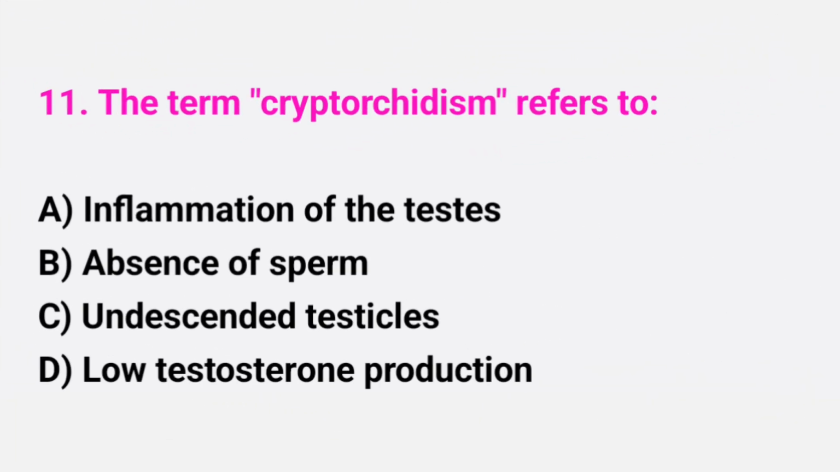Question number 11. The term cryptorchidism refers to. The right answer is option C, undescended testicles.